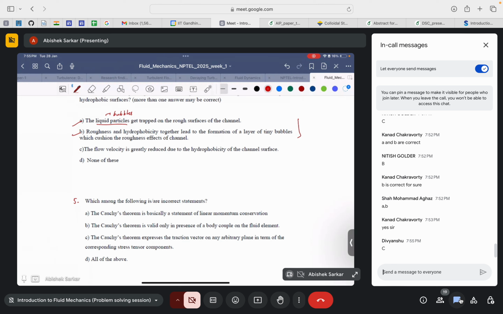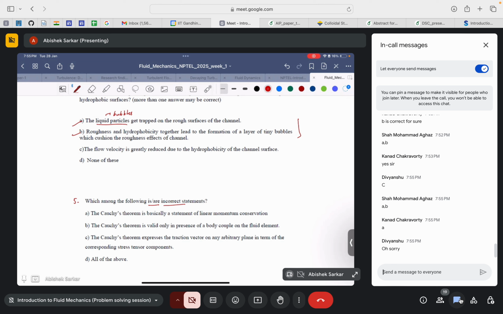Which are incorrect? A and B. Okay. So Divyanshu says C. It's incorrect. Divyanshu, can you recheck the statements again? Kanat says A is incorrect. The question says is or are incorrect, so there can be more than one incorrect. Okay, I think Divyanshu understood the assignment now.